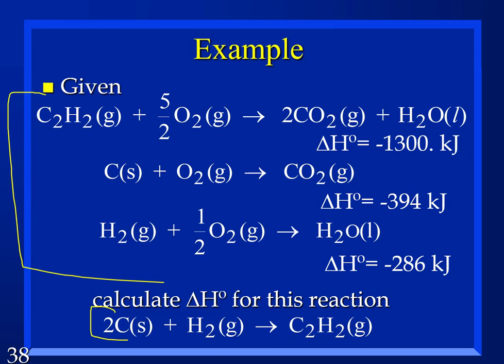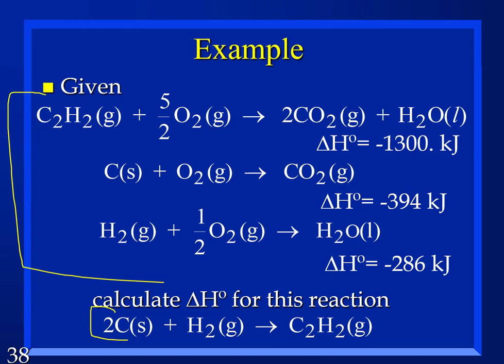Okay, so I want the middle equation. C plus half O2 makes CO2. Except I don't want 1 C, I want 2 C's. Right? So that means I have to double everything. So that's 2 C's and 1 O2 makes 2 CO2s. And the delta H for that is negative 394. But I'm going to have to multiply that by 2 because I multiplied the equation by 2. This is doing it twice, so I'm going to get twice as much heat.